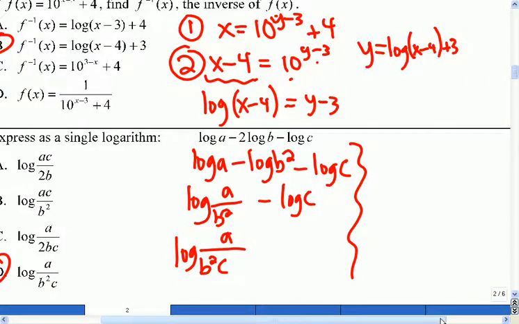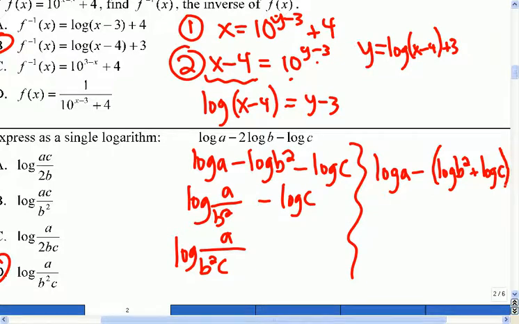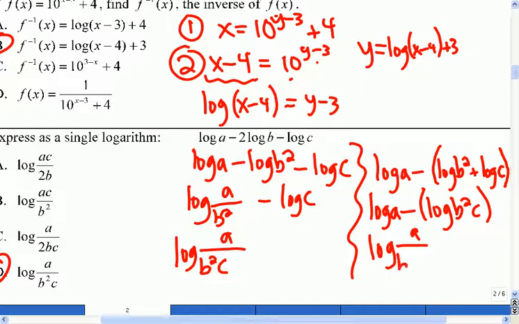I could also have done it like this and said log A, take away log B squared plus log C. Right? Factored out that negative. That way it would be log A take away. So adding them is the same as multiplying. Log B squared C. Now I've got a subtraction, so it will be log A over B squared C. So both get you to the same answer, but as long as you're comfortable working with the log laws, you should end up at the same place when you're done.